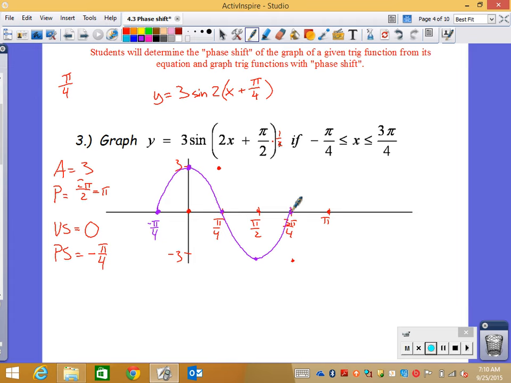Now let's make sure we fulfilled our bounds. We're going from negative pi over 4, which is right here, to 3 pi over 4, which is right here. So we're good there.